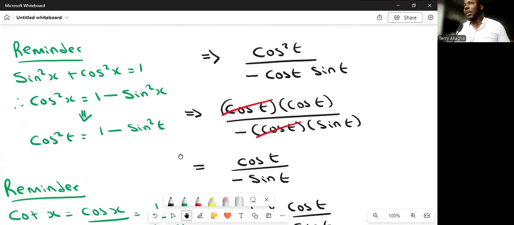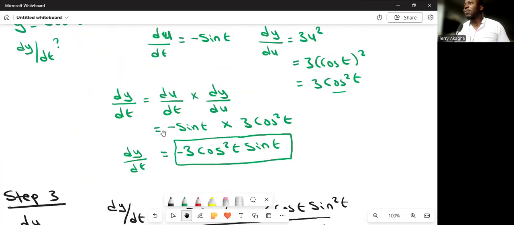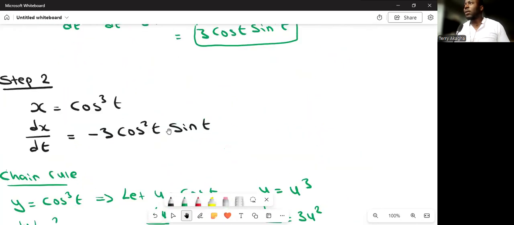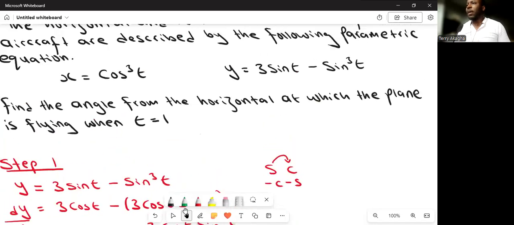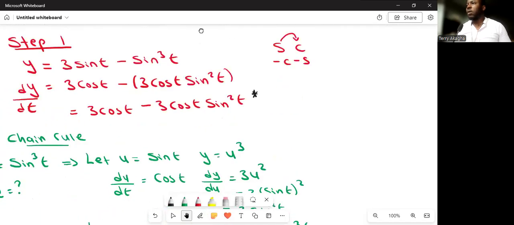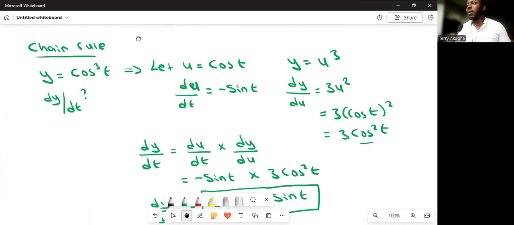the value of t. Now, t was given that we need to find the angle when t, I believe, was 1. Let me just confirm. We're told to find the angle. Yes, we're told to find the angle when t is 1. So we can find the value of dy over dx. So let's do that. So take this up a bit.